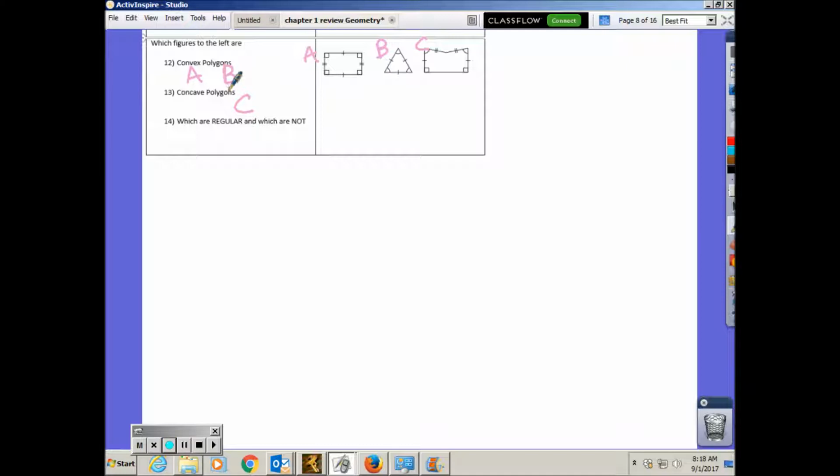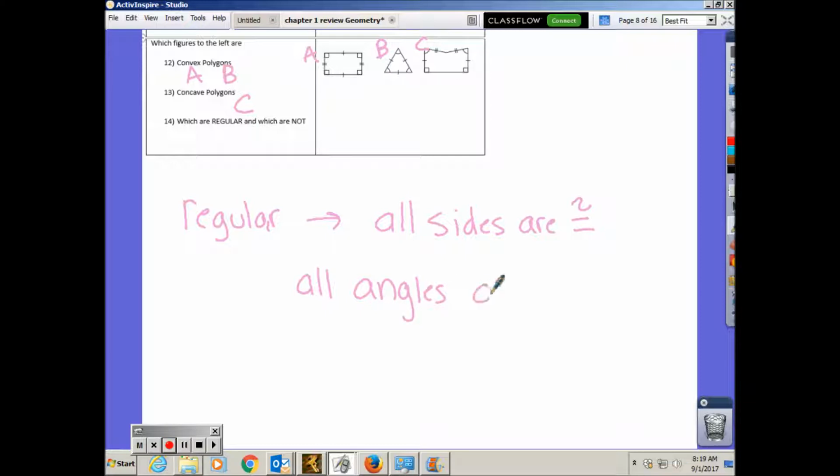So which are regular and which are not? Regular means all sides are congruent and all angles are congruent. So if I look at the triangle, those markings there tell me that all sides are congruent, and these markings here tell me all of the angles are congruent. So B is regular.